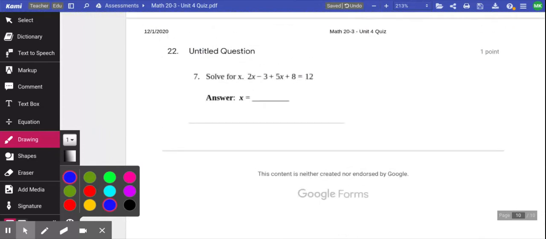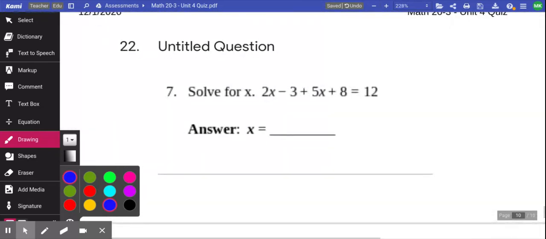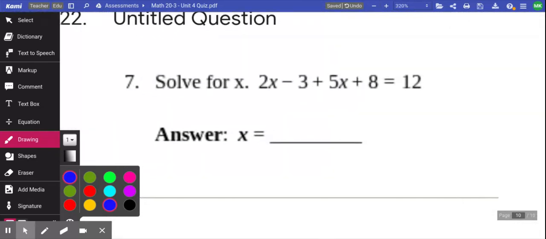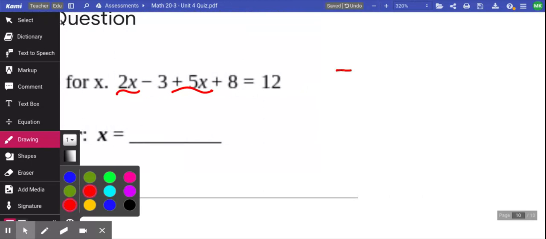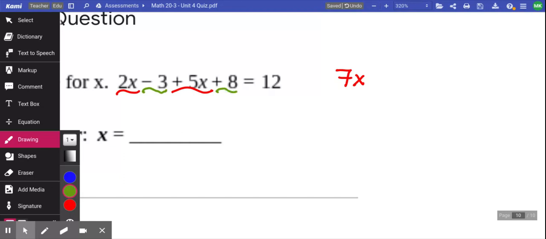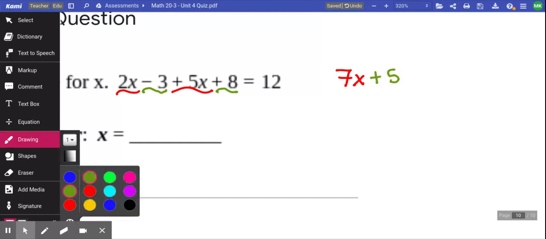Yep, it is. So it says solve for x. We have all these things right here. The first thing I'm going to do is I'm going to recognize that on the left-hand side, I have like terms, right? So that 2x plus 5x would be 7x. I'm also going to see there's some more like terms. I have negative 3 plus 8. Those would add together to be plus 5. And then on the right-hand side, it equals 12.